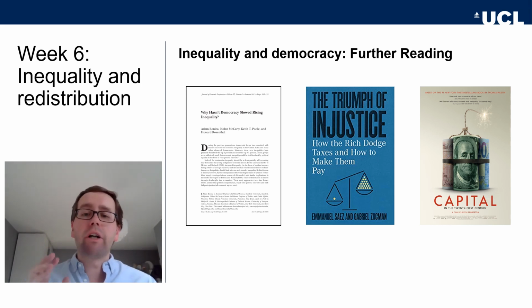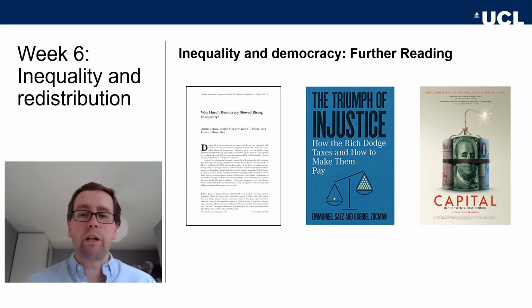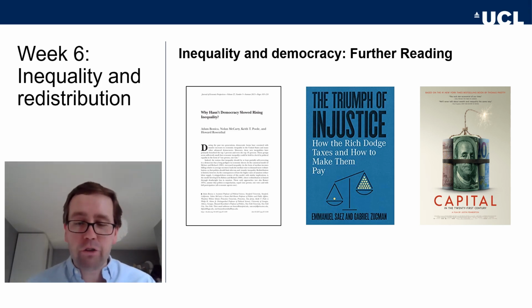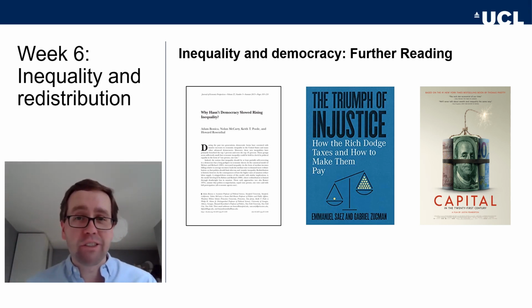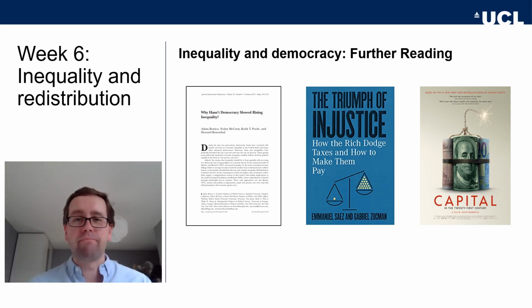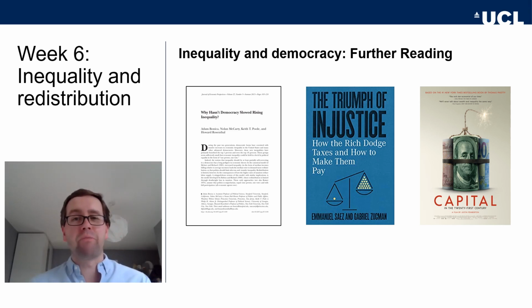more generally. One is a book by Emmanuel Saez and Gabriel Zucman, The Triumph of Injustice: How the Rich Dodge Taxes and How to Make Them Pay. It's a very sensationalist title, of course, but I think it captures the essence of the book. It has very good data again, and a clearly set out argument for what is going on here. And so I'd recommend that very much.